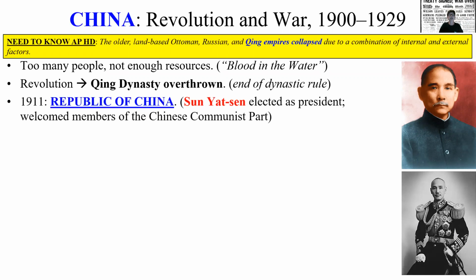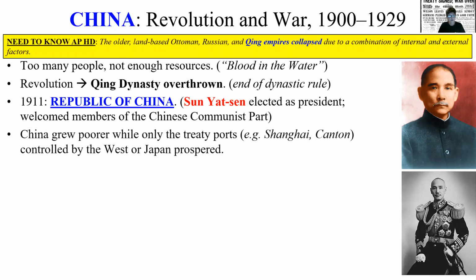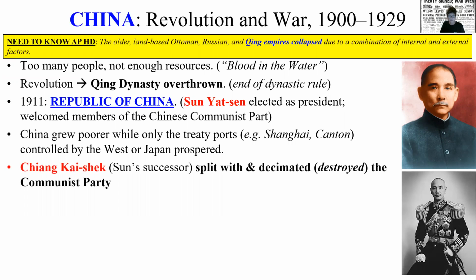In 1911, the Republic of China is established with Sun Yat-sen as the president. They're not doing really well because they're growing poor, because the treaty ports like Shanghai and Canton are controlled by the West or Japan. They're doing great, but not China. Sun's successor, Chiang Kai-shek, will split with and destroy the Communist Party faction in the government. And that's going to set off future problems. Mao Zedong.